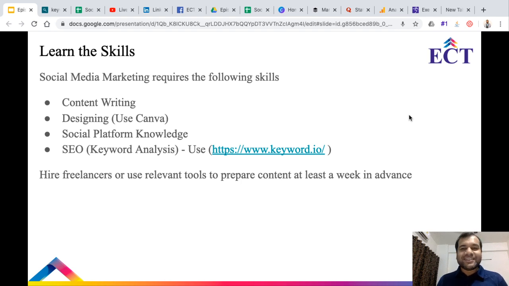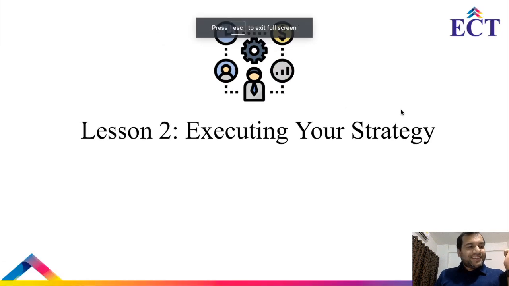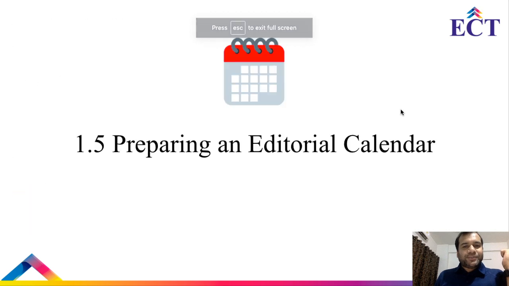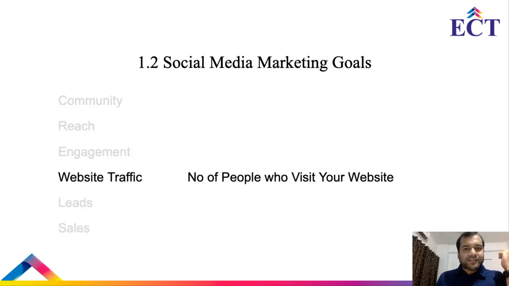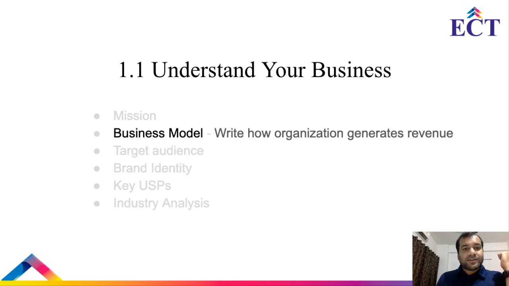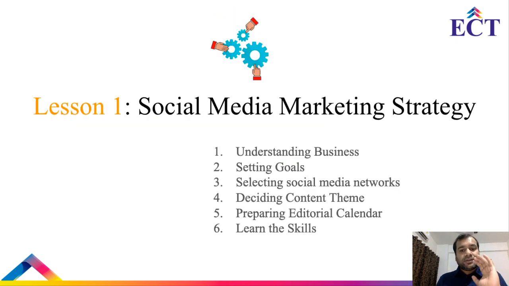So yes, all right. Now, these are part of strategy. So please, do you have any questions regarding this? So we just saw this part of the strategy, which was six things: understanding business, setting goals, selecting social media networks, deciding content theme, preparing editorial calendar, and learning the skills, or hiring people with the relevant skills. These are the things that you need to do at a strategy stage before you get started with the content.